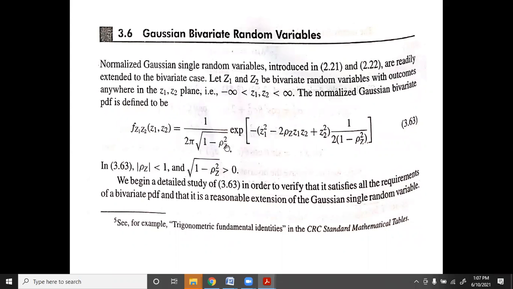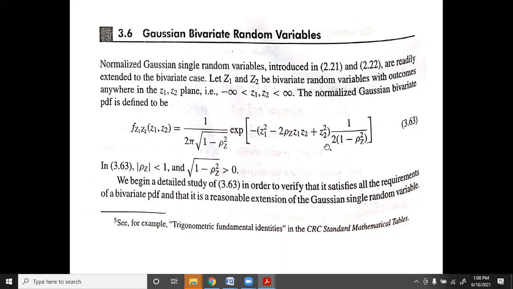So this quantity is equal to 0. So we are left with 1 by 2 pi exponential of minus Z1 squared plus Z2 squared divided by 2, because this quantity is 0. 1 minus 0 will be 1 itself, and the root of 1 minus 0 will be 1 itself. So 1 by 2 pi exponential of minus Z1 squared plus Z2 squared by 2.